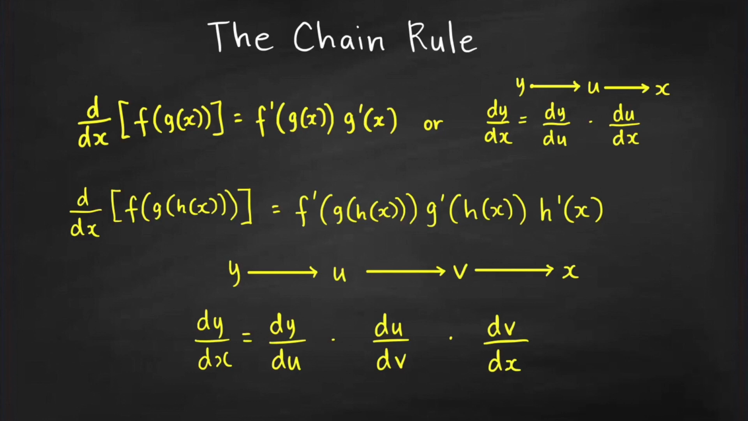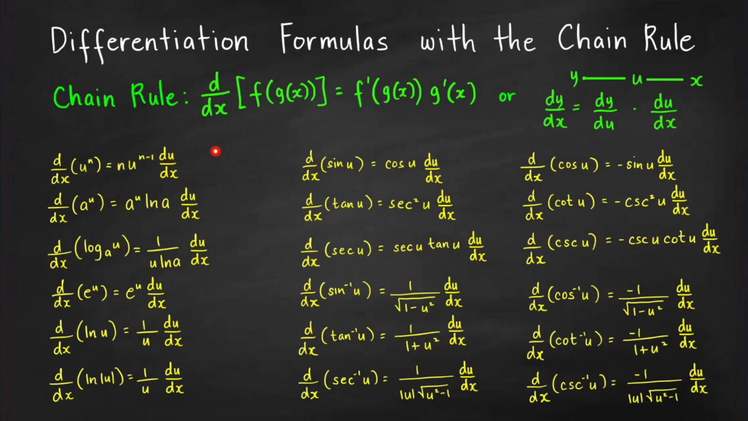Now let us combine our basic differentiation formulas with this chain rule. If we do that, we'll obtain the following. So we have here our differentiation formulas with the chain rule. When we take the derivative with respect to x of u to the n, where u is a function of x, by chain rule, just think of u to the n as your y. First take the derivative of y with respect to u, so that is n u to the n minus 1, times the derivative of u with respect to x.